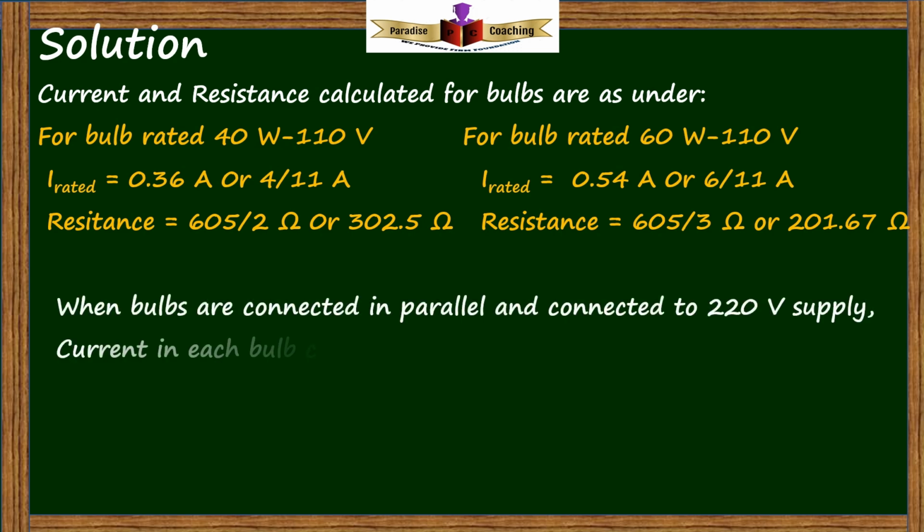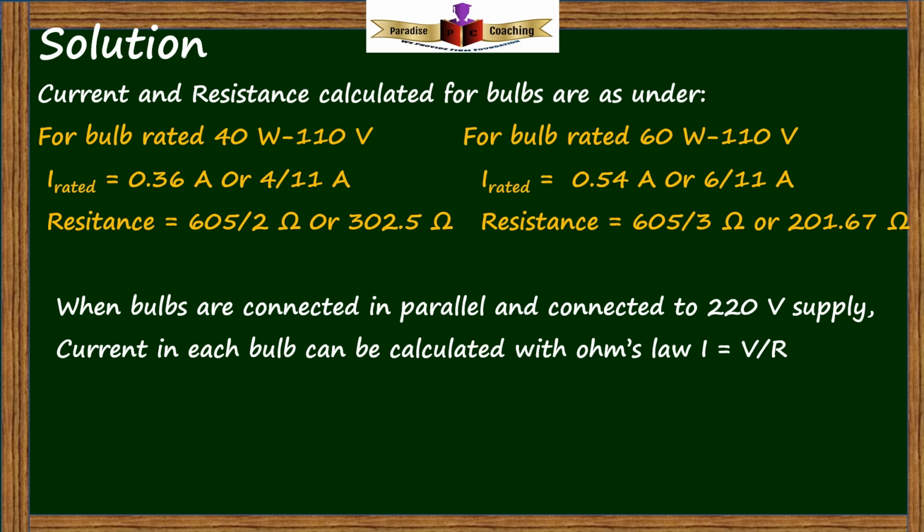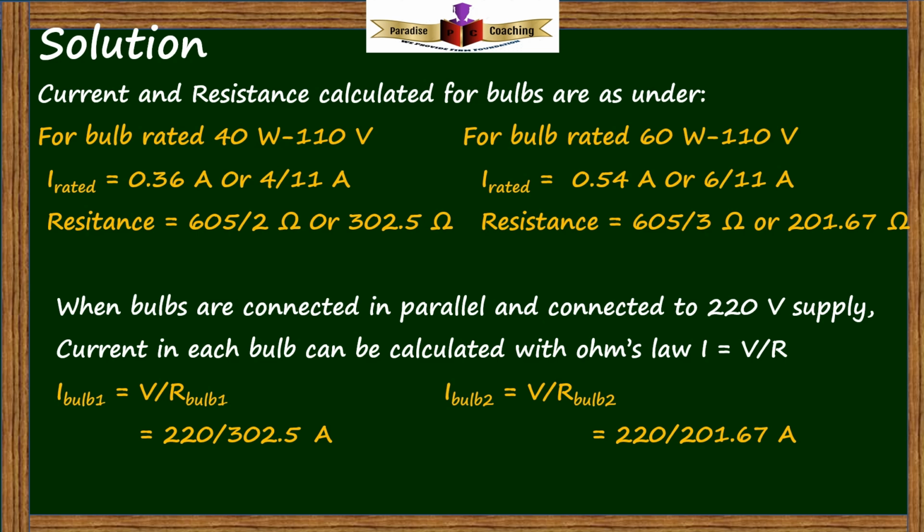When bulbs are connected in parallel and connected to 220 V supply, current in each bulb can be calculated with Ohm's law, I equals V by R. We have already calculated resistance of each bulb. Let's now calculate the actual current flowing through these bulbs. The current through bulb 1 is 0.727 ampere, and through bulb 2 is 1.04 ampere.